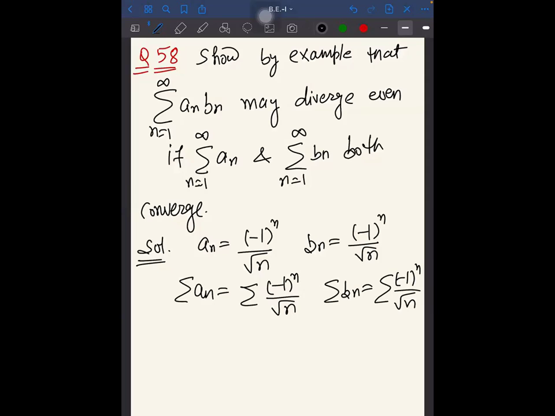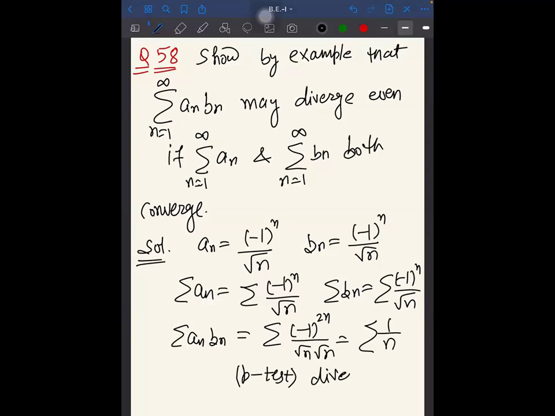1 by n. Yes. Now, if you take the product an and bn, then your minus will turn out to be positive, and your root n and root n will become n. So now by p-test it is what? Divergent. An interesting question.